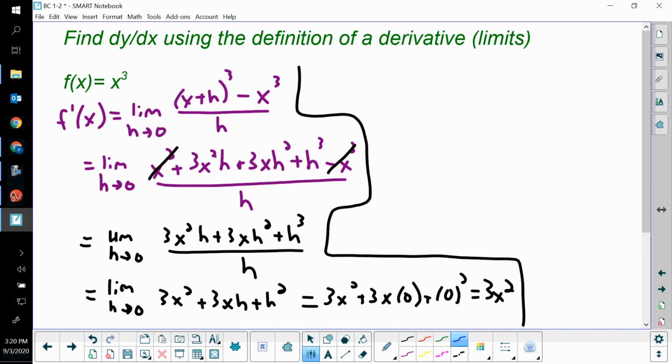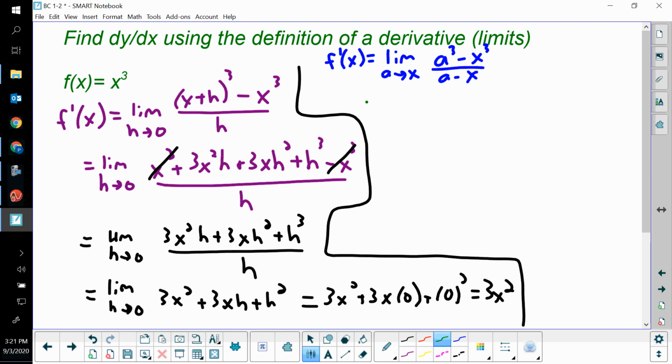So that's the h way. Let's look at the a way. We would have f prime of x is the limit as a approaches x of f of a minus f of x, so f of a means replace a for x, minus f of x, over a minus x.